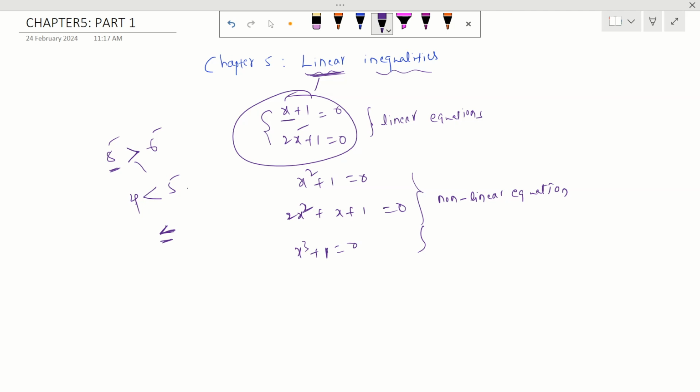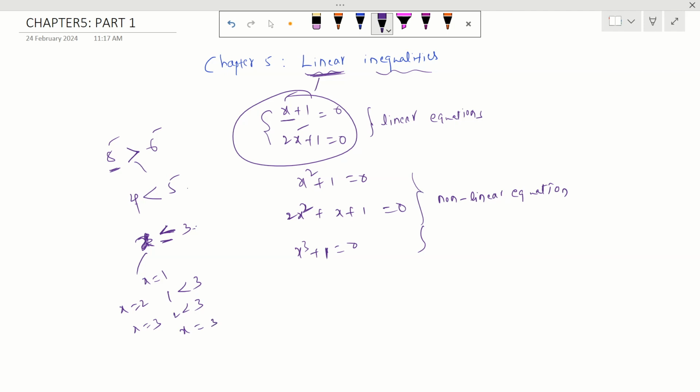Suppose I am writing here 3, this is equal, right? And suppose I am writing an x number here, so x is either less than 3 or equal to 3. Suppose I put the value x is equal to 1, so here x is less than 3. If x is equal to 2, 2 is less than 3, and if I put x is equal to 3, then it will be equal, right?